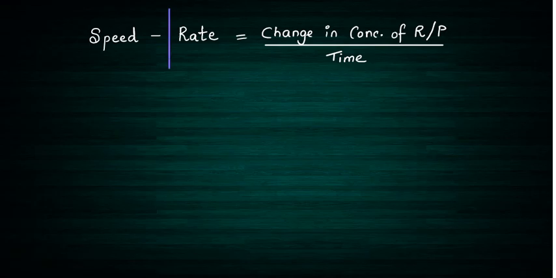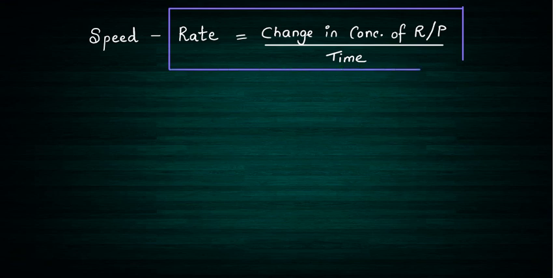So what is the rate of the reaction? The rate of the reaction is the change in concentration of reactants or products with respect to time. Okay. Now let us take an example.